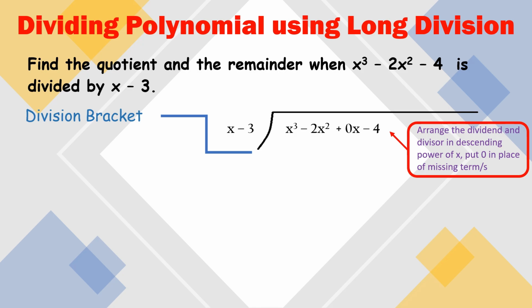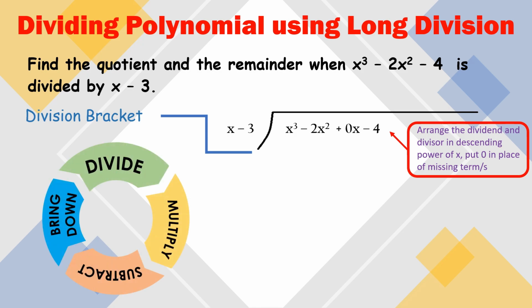After placing your dividend and divisor on your division bracket, you can now use your division cycle. We start with divide, and when we do that, we divide the leading terms of your polynomial. So we have x cubed divided by x, and that will give us x squared. After the divide, we multiply. We multiply x squared, our partial quotient, to your divisor x minus 3. x squared times x is x cubed. x squared times negative 3 is negative 3x squared.